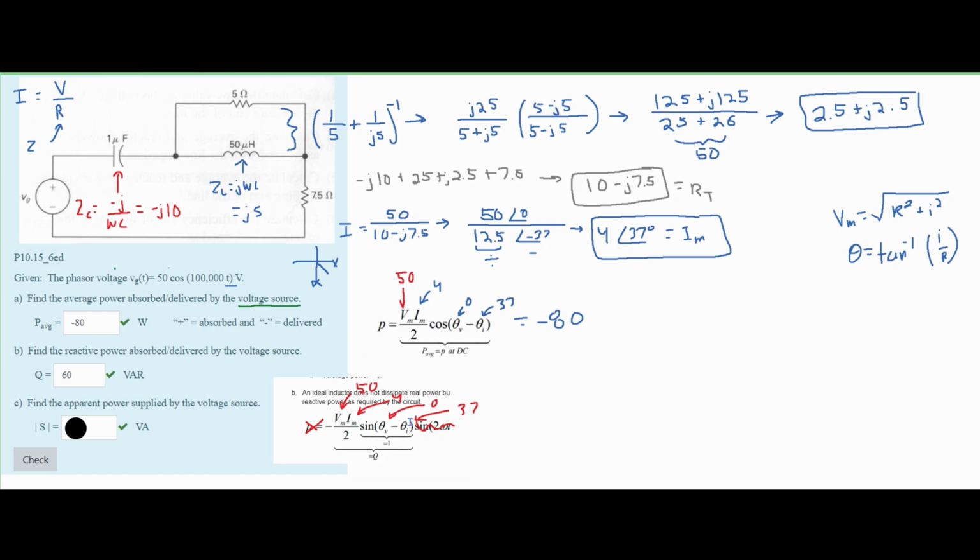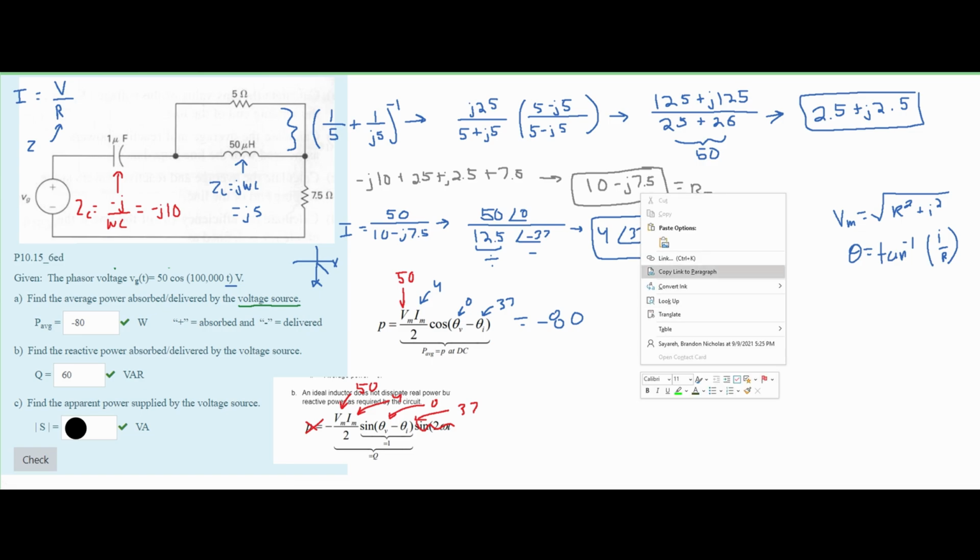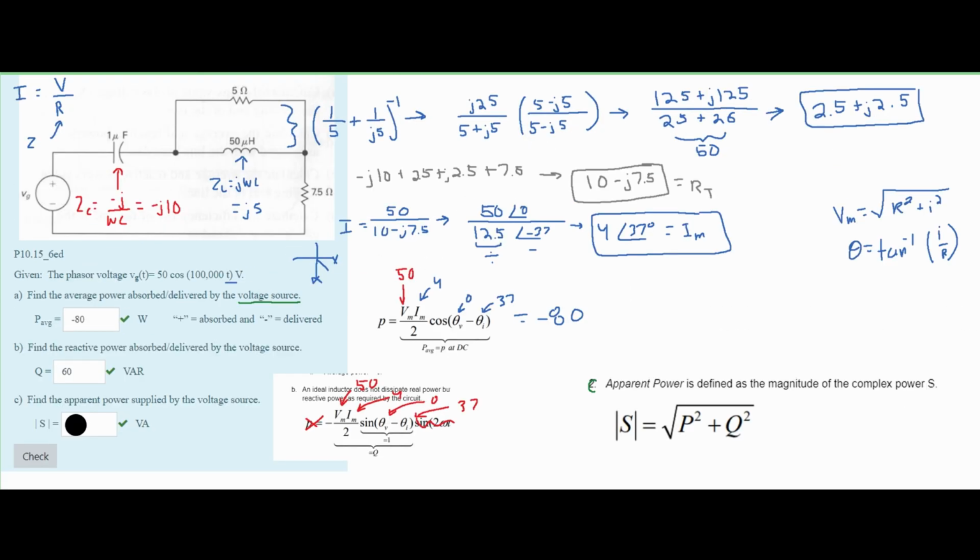Now for part C, we need to find the apparent power. So we're going to look in our notes again, a different section this time. We are going to be looking at section 10.4, complex power. One of the first formulas that we see in this section is the apparent power formula. It's going to look something like this. Now all we need to plug in is what we know. We know that our power is equal to a negative 80.